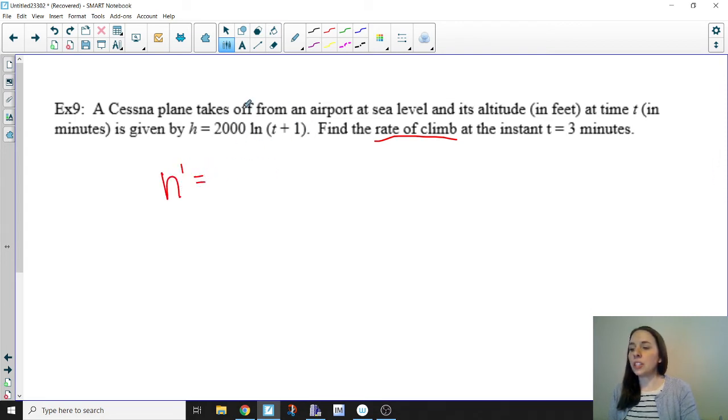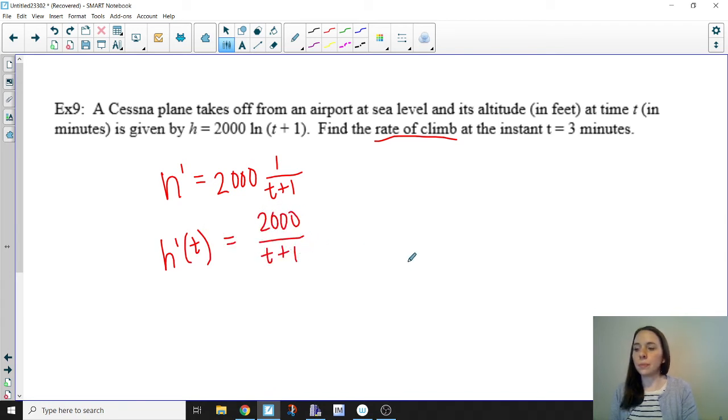Okay, and to find h prime, we are going to take the derivative of the ln of t plus 1, carrying along a constant multiple of 2,000. That 2,000 can just come down, and the derivative of the ln of t plus 1 is 1 over t plus 1 times the derivative of t plus 1, but that's just 1, right? The derivative of t plus 1 is just 1. So our h prime formula, we can even call this h prime of t if we want to, is 2,000 over t plus 1. Now, in particular, we were asked to find this rate at the instant t equals 3 minutes. So finally, what we want to do is sub in 3 for t.